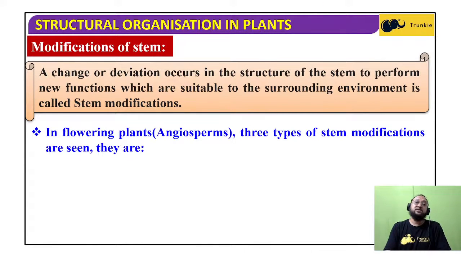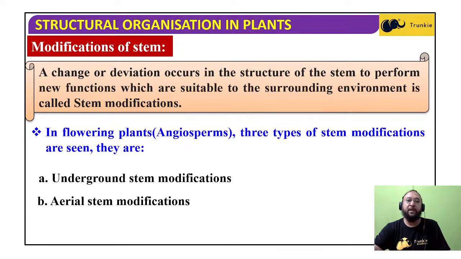Stem modification is a change or deviation in its normal structure and functions, depending on the habitat or environment in which the plants are growing, as per the demand of the environment or the need of the plant for proper development and growth. So in flowering plants, angiosperms, three types of stem modification are observed: underground stem modification, aerial stem modification, and subaerial stem modification.